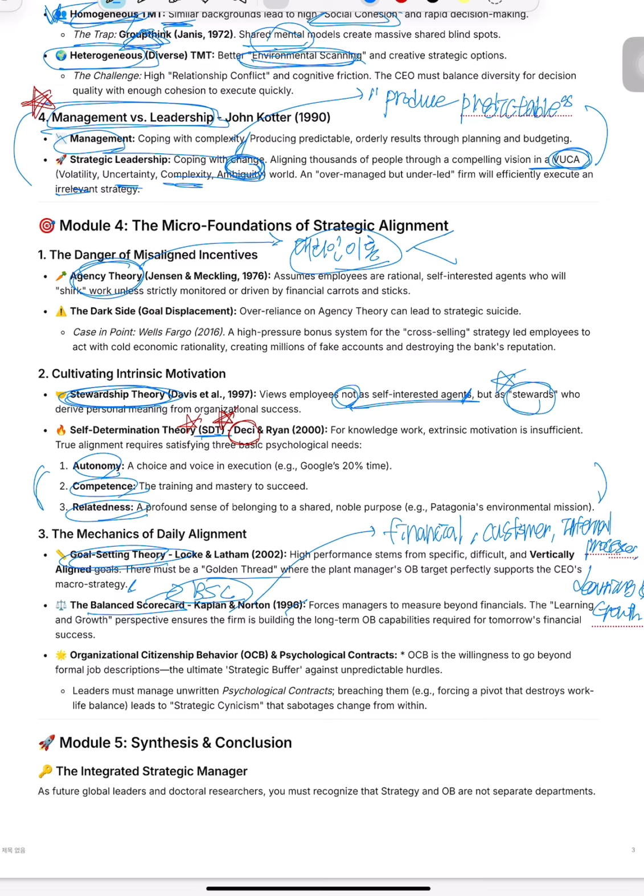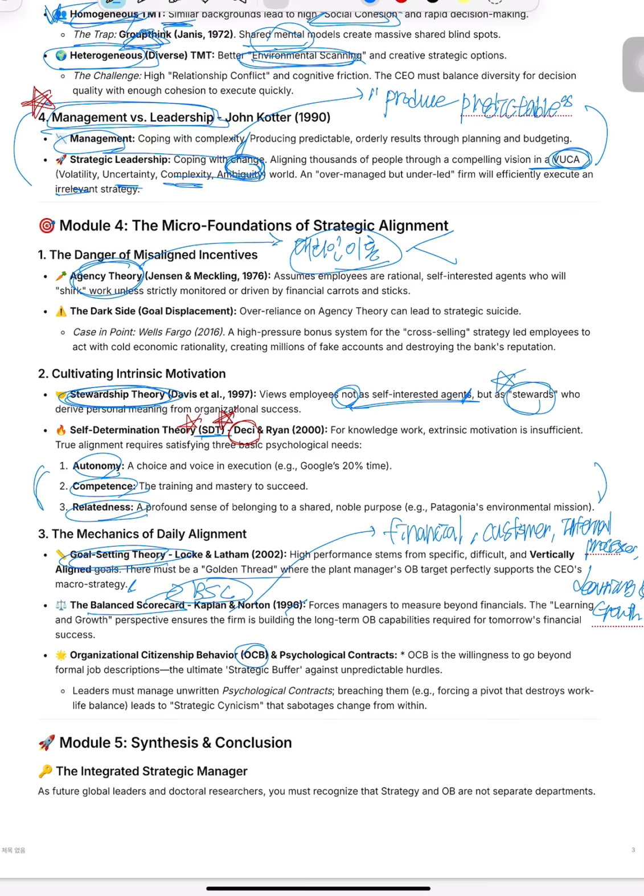Alignment is not a one-time event or a yearly performance review. It is a continuous process of communication, storytelling, and feedback. It requires the leadership to constantly reinforce the why behind the what. If an employee understands the why, the strategic purpose, and the human impact, they are much more likely to show organizational citizenship behavior (OCB). This is the willingness to go above and beyond their formal job descriptions to help the firm succeed.